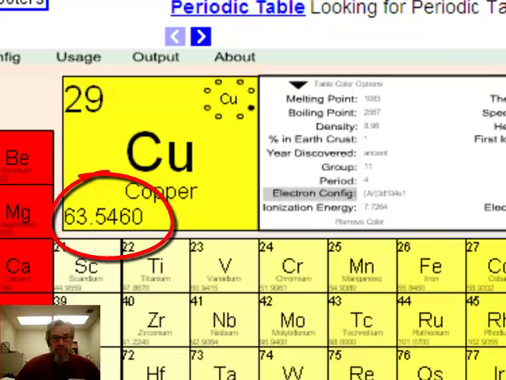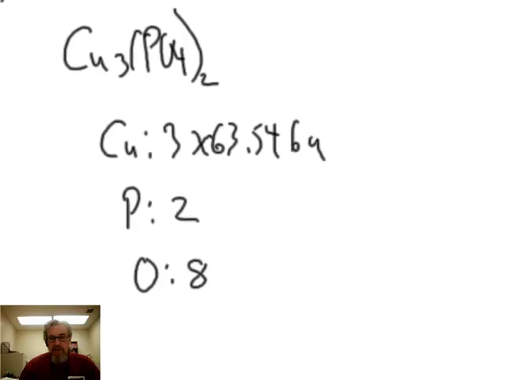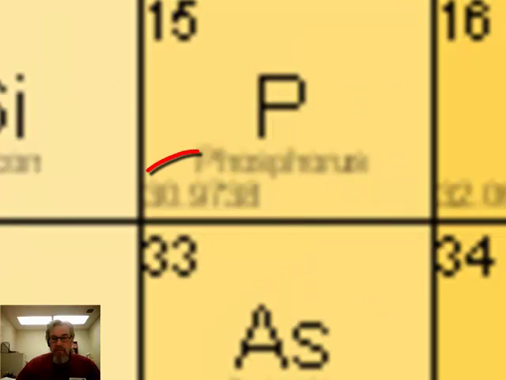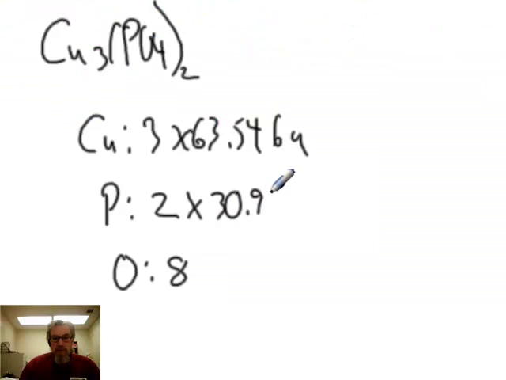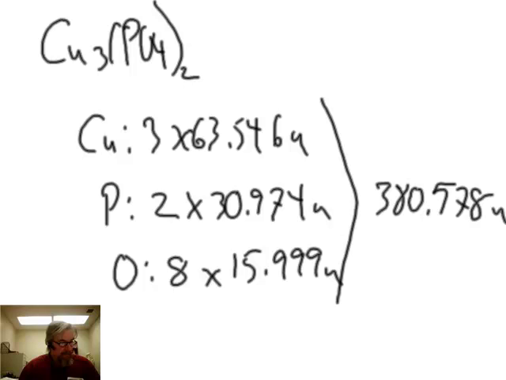Highlighting copper, I see that it's 63.546. So I'll be multiplying 3 times 63.546. Phosphorus, 30.974. So I'll be multiplying phosphorus 2 by 30.974 U's. And we looked up oxygen earlier and find that it's 15.999 U's. So I'm going to sum all this up to get my overall formula weight. And that comes out to 380.578 U's per formula unit.